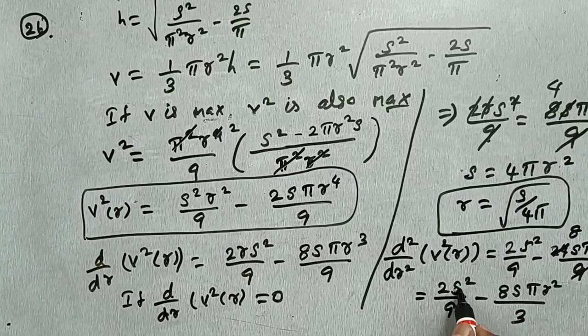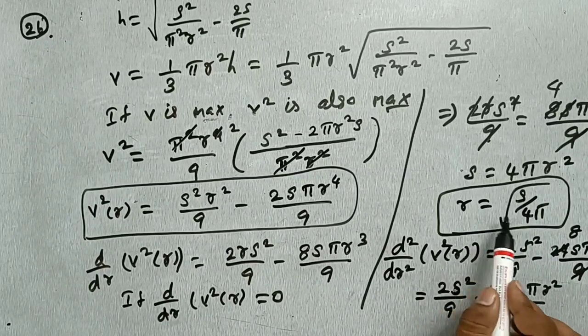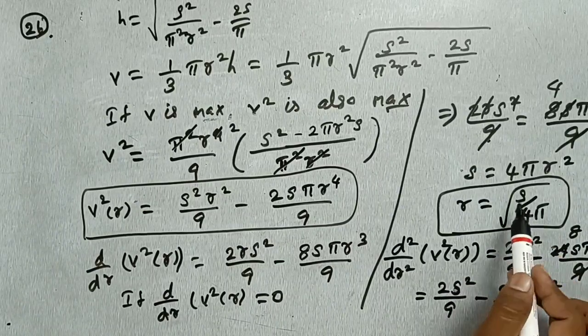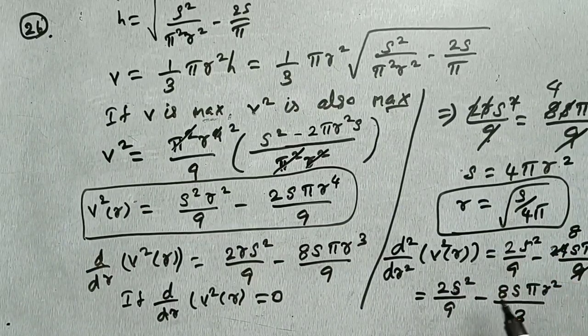Now we will find the second derivative at the point R equals the square root of S by 4 pi. For the second derivative, we have to replace this critical point here instead of R. Then we have to show that it is less than 0, because the volume is given to be a maximum volume. So this would be less than 0. So I'm going to substitute here.